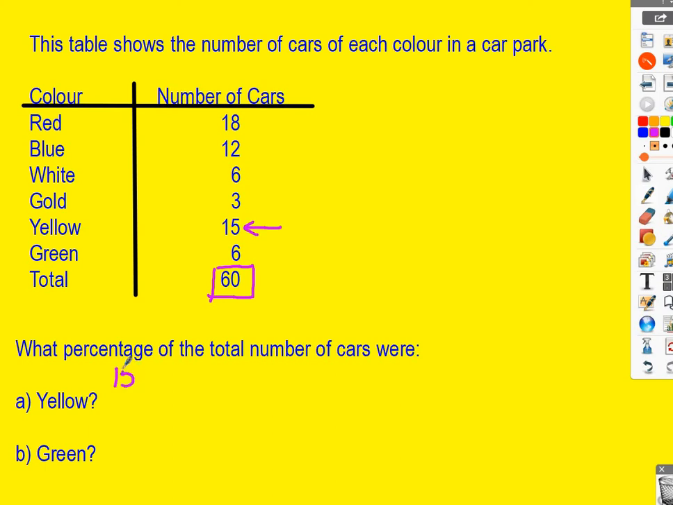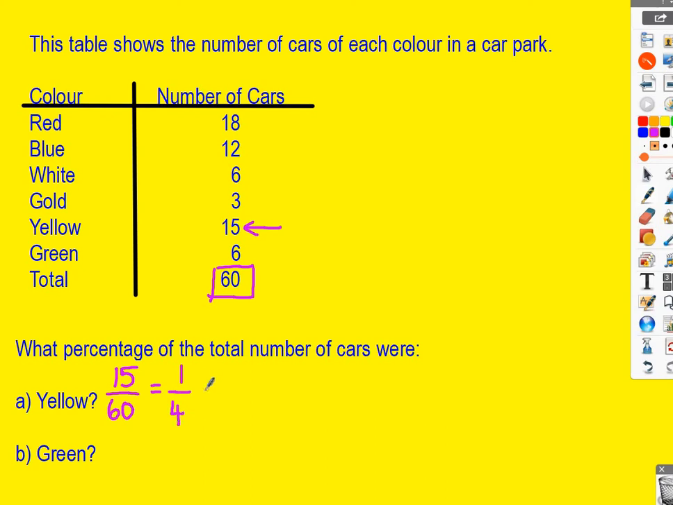So that's 15 out of 60. Now 60 isn't a factor of 100, but we can simplify this fraction. So if we divide by 15, because 15 goes into both the numerator and the denominator of the fraction. How many 15s in 15 on top of this one? How many 15s in 60? That's 4. So a quarter of the cars were yellow, but we need it as a percentage.